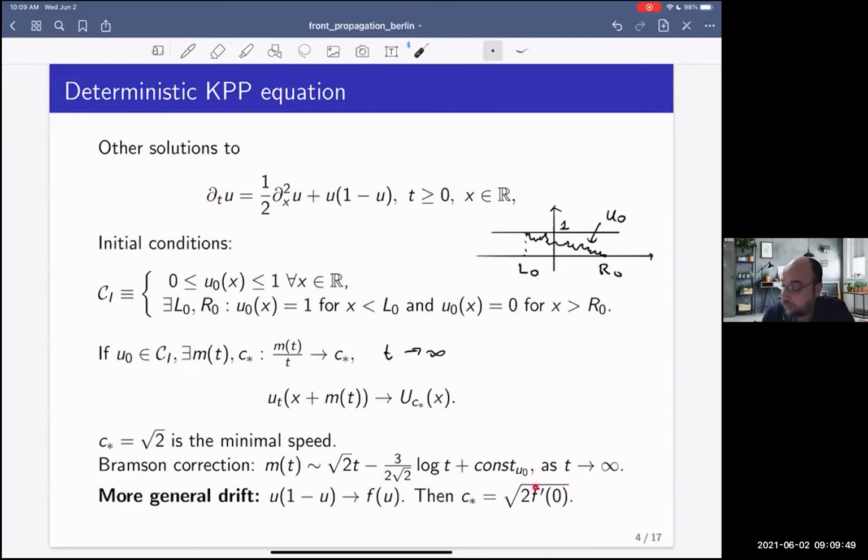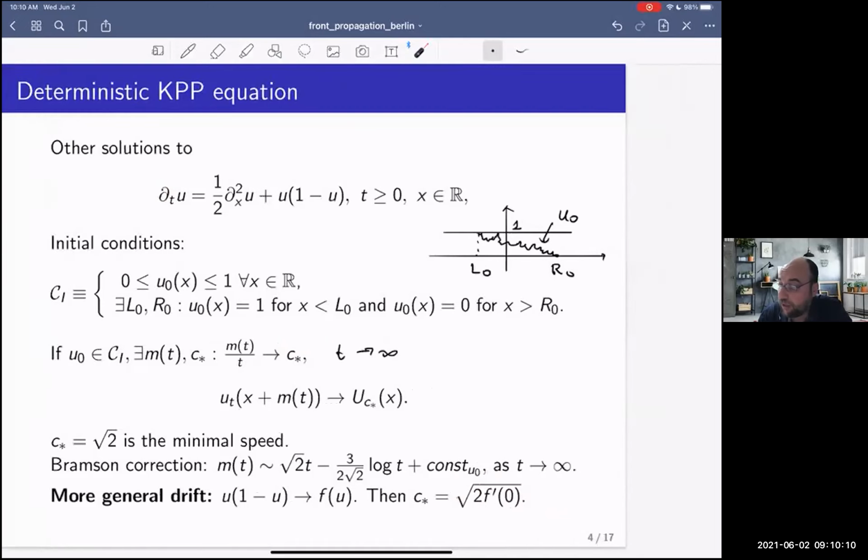So in the case when we have a derivative, it's finite. So we get that m_t is t times this factor, and u_t propagates to the right with the speed c star. And this is very important, whether the derivative is finite or infinite.